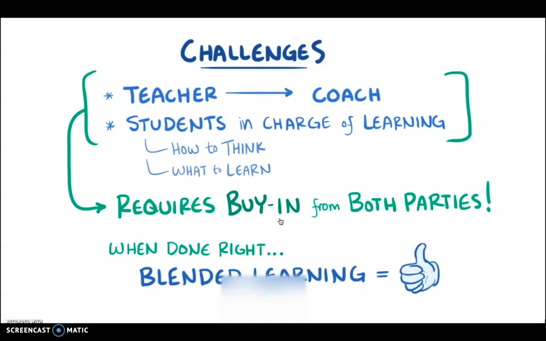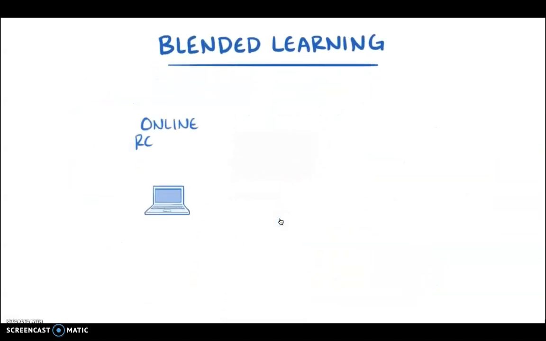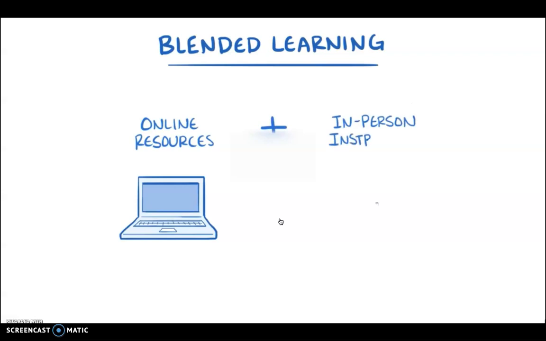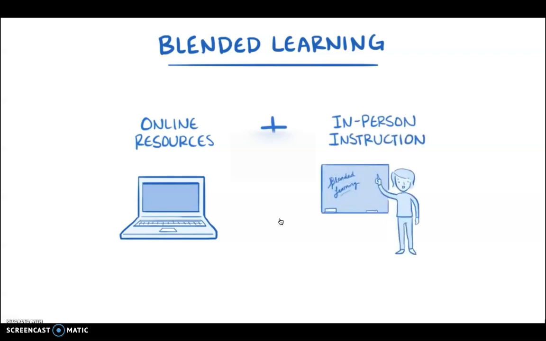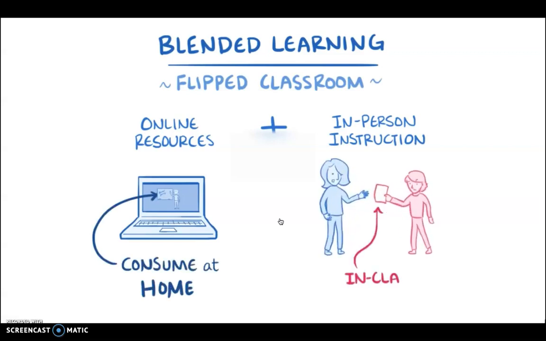Alright, so as a quick recap, blended learning combines online resources with in-person instruction. And one type of blended learning is the flipped classroom, where students consume their lecture resources at home and spend class time doing in-class activities. This allows the teacher to change from a passive sage on the stage to a more active guide on the side, facilitating a student-focused learning model.